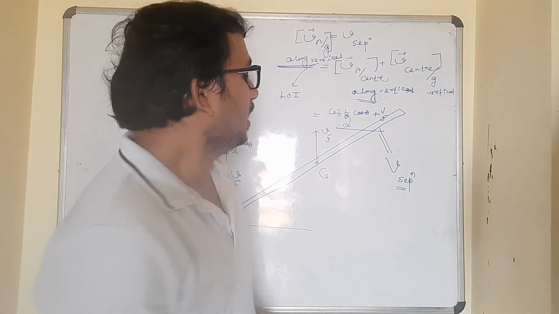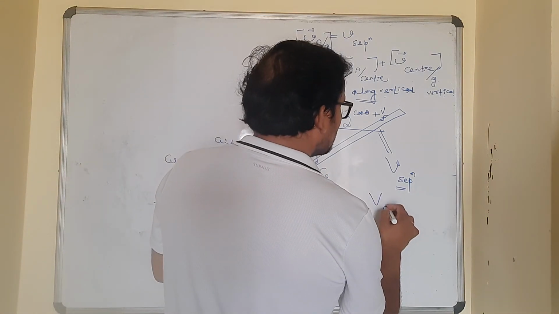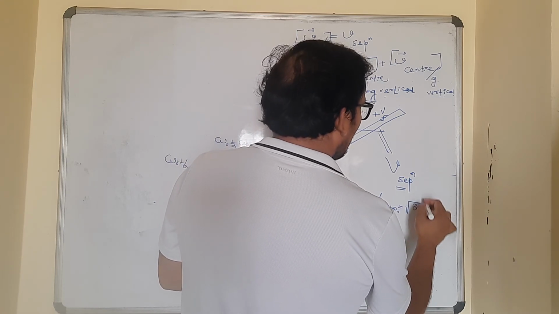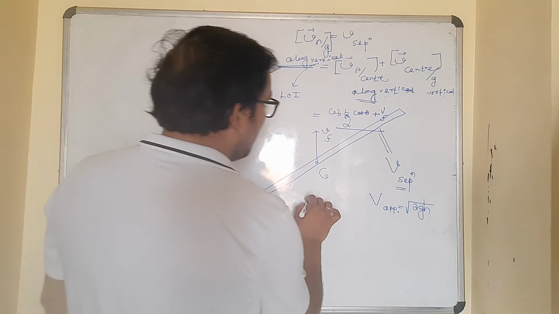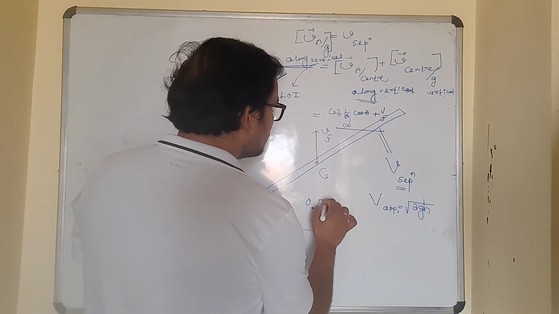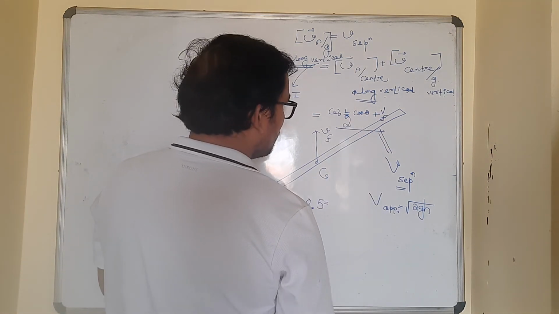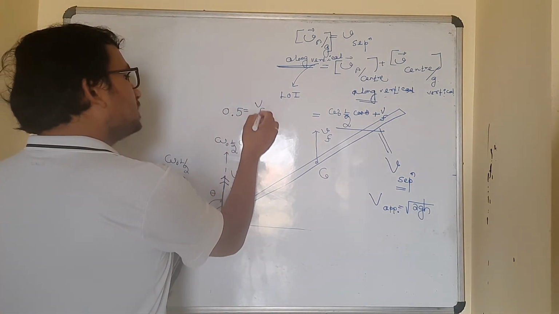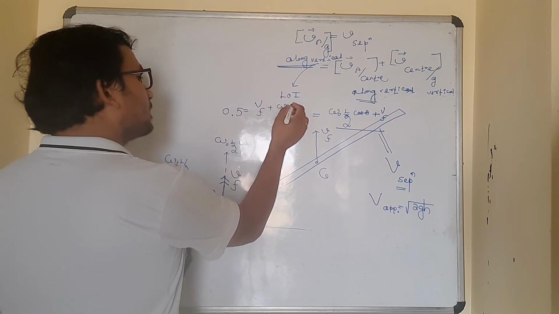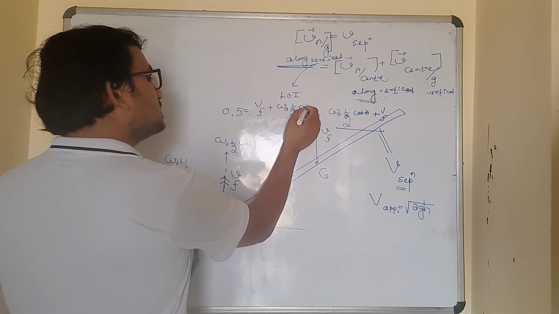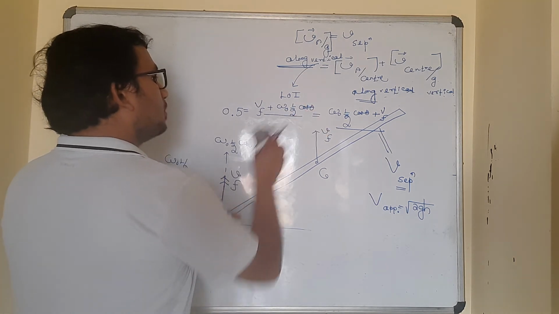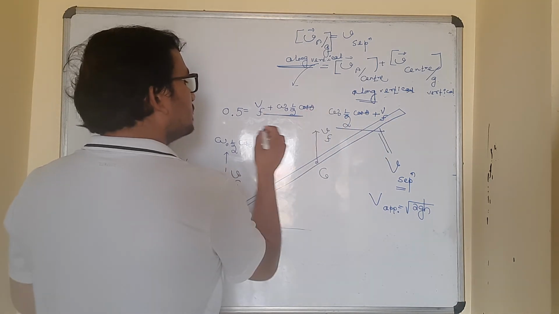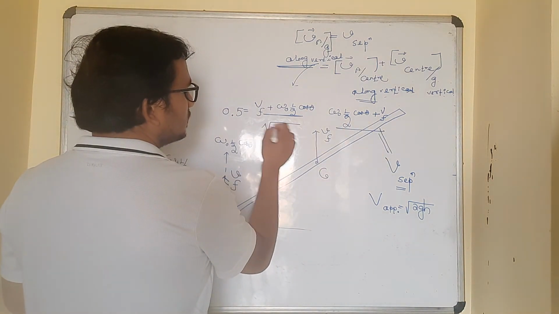Is that clear? And already we had calculated the velocity of approach to be under root of 2gh. And the value of E is given as 0.5. So I can write down here 0.5 equals this value, Vf plus omega L by 2 cos theta, velocity of separation, upon velocity of approach, that is under root of 2gh.